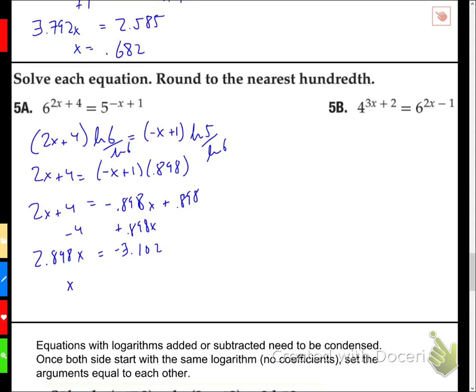All right, then divide. x equals, let's divide by 2.898. Okay, gives me negative 1.07. 1.070 since I'm using 3 decimals.